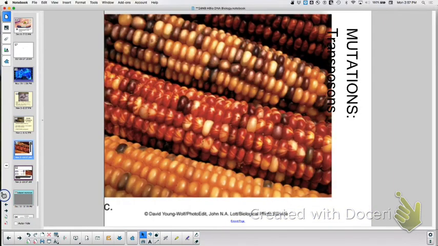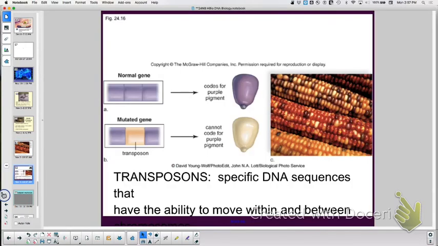And this is evidence of jumping genes because it's removing itself and plopping itself in the middle of a gene, and it's changing and altering the color. Those are all pieces of evidence that transposons are out there.